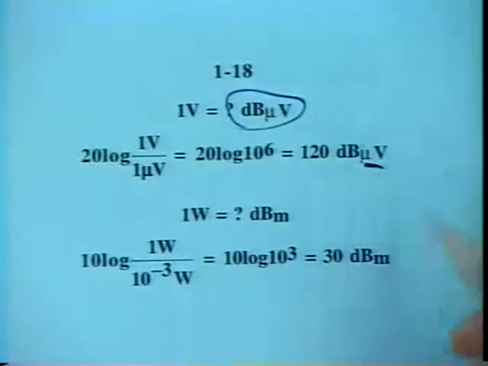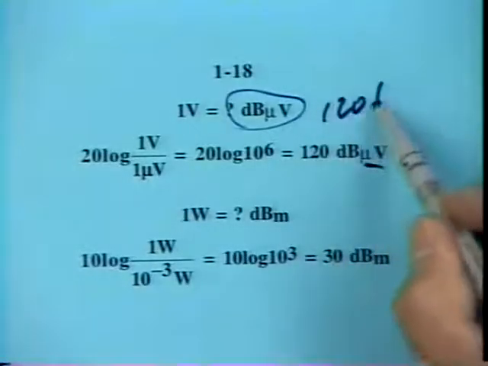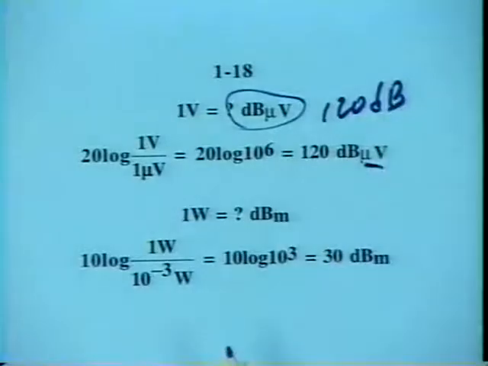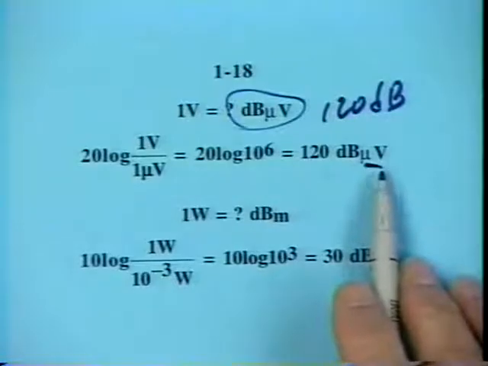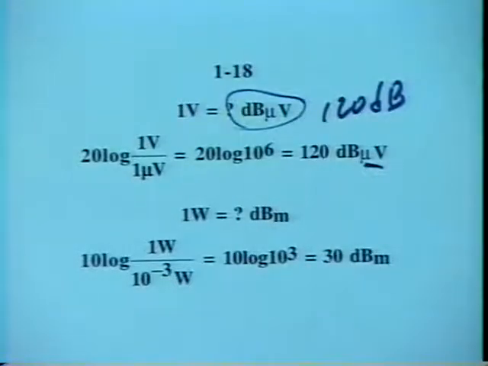Now, if someone just said, I have a voltage level of 120 dB, that doesn't tell us what the value is. We don't know necessarily the reference level they were using. Maybe they intended it to be dB microvolts, but maybe it's dB volts. Of course, that could be a big difference. We need to know that, wouldn't we?